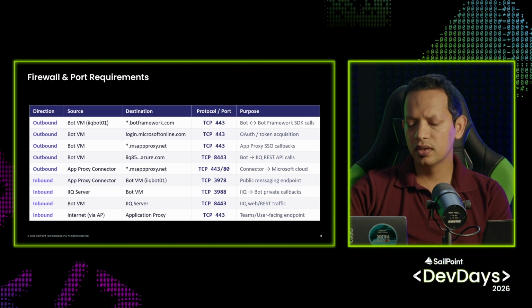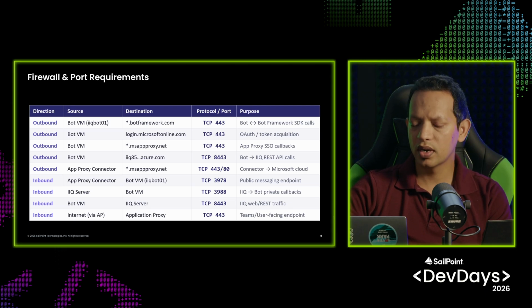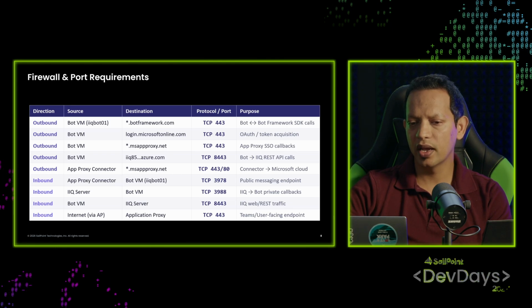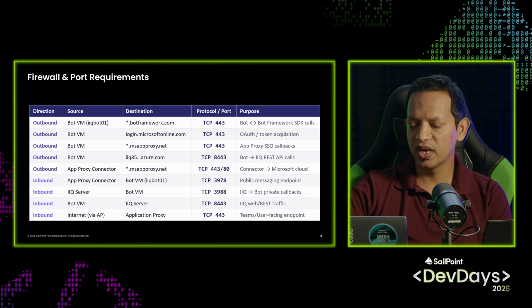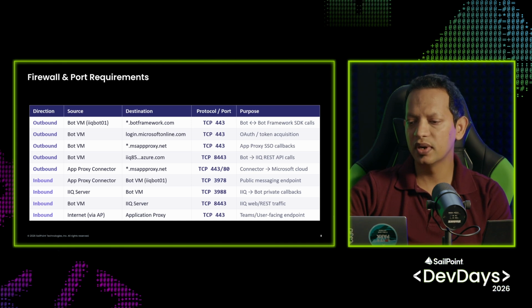Now, the only thing in terms of networking is, again, the bot service runs on 3978 and 3988. These are private callbacks from IIQ. These are not exposed via app proxy. So it's again IIQ to bot to IIQ. That's how the configuration and networking should be enabled.